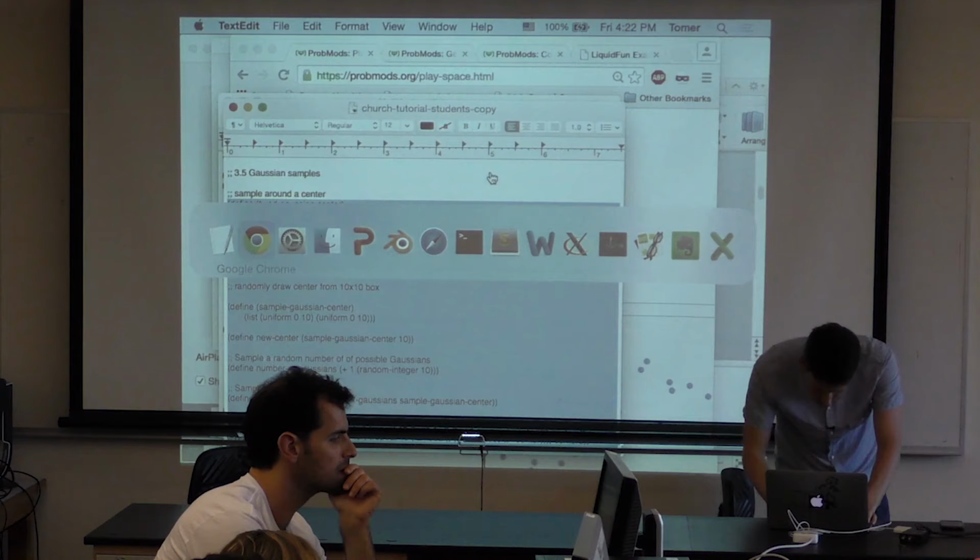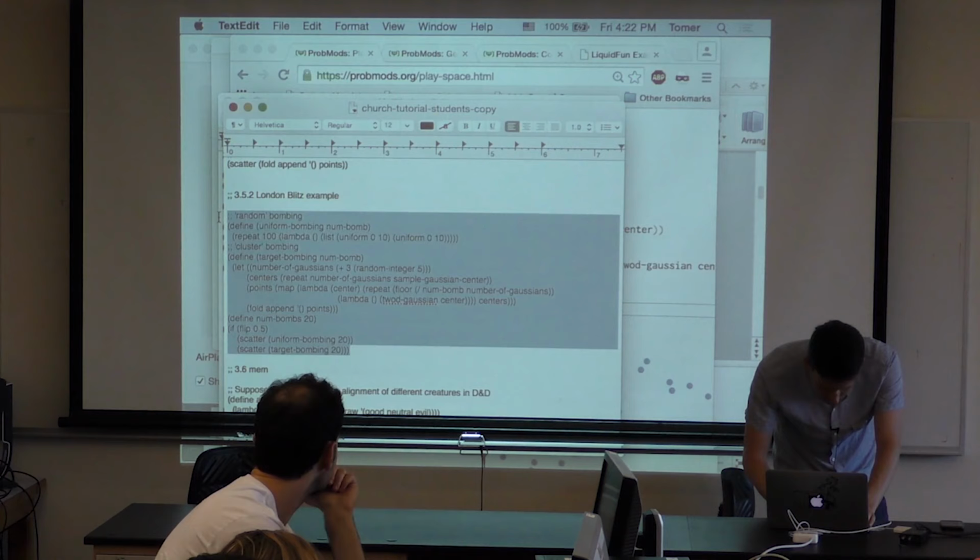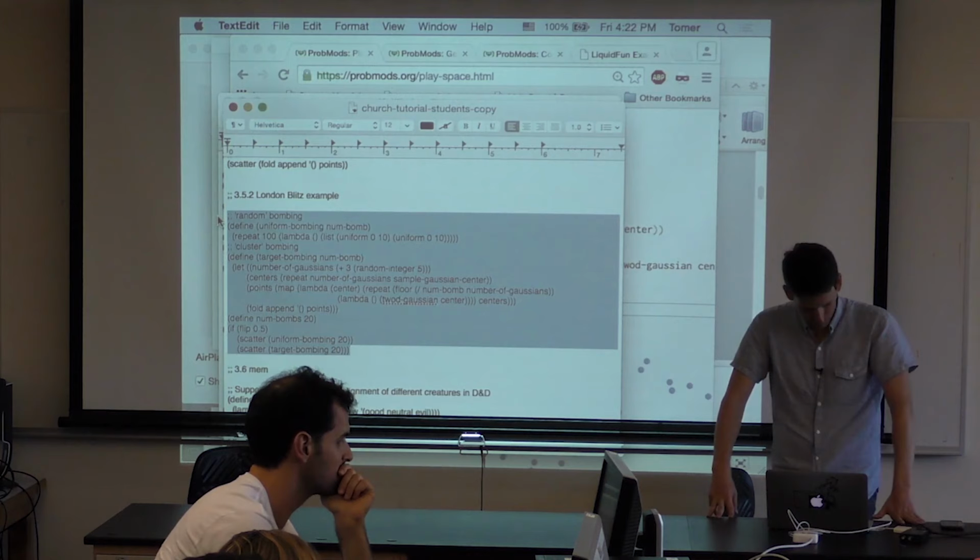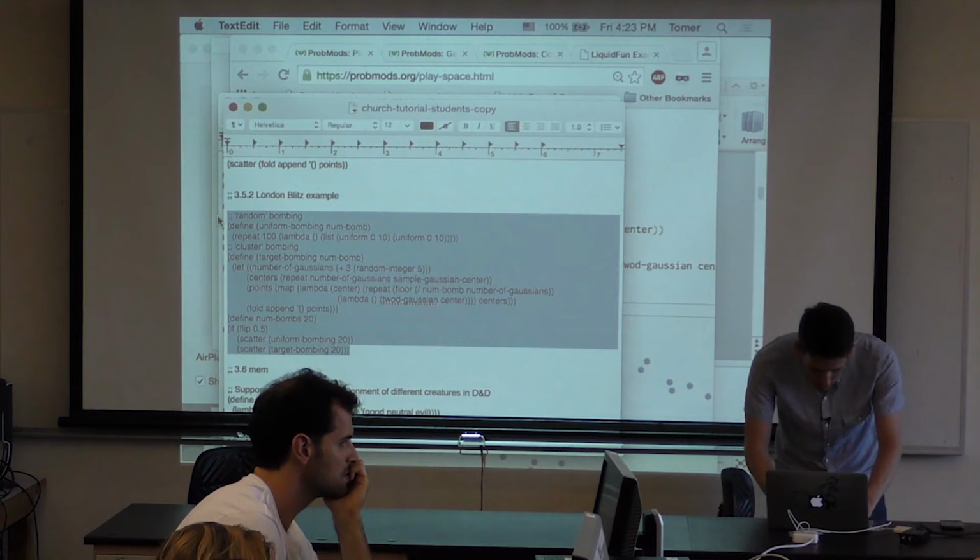We've defined some number of Gaussians. This is a London Blitz example. Josh was talking about this a little bit. Those of you who want to jump back in again, you can go to 3.5.2 in the student document. You can copy in whatever is under that and paste it, and let's talk about that example for a second, okay?